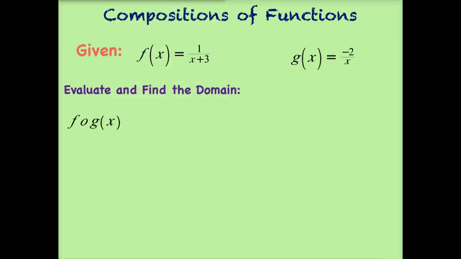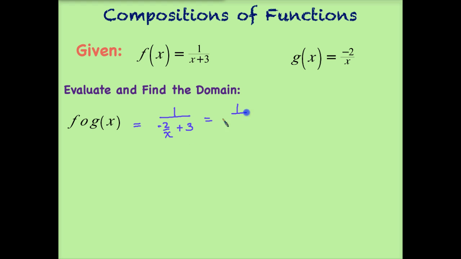Let's look at a little bit more difficult example. Here we have some fractions, so we know we're going to have some domain restrictions with this. But let's go ahead and compose them first. We have f composed of g of x. So we have our f function, and instead of our x, we're going to put in our g function. We don't want to leave it like this because we never want to leave a fraction divided by a fraction, so we need to simplify.